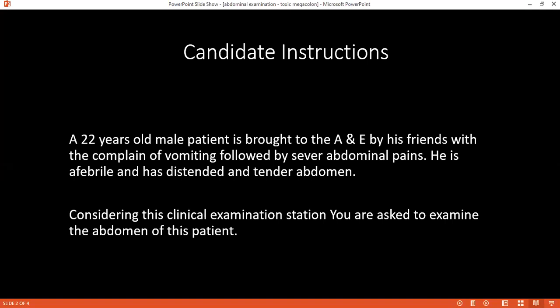I'll start with washing my hands first, then introducing myself to the patient and identifying the patient's name and age. Then I'll explain the procedure I want to do for this patient and consent the patient for the examination. Then I'll ask the patient if there's any sign of pain. Because this patient is presenting with severe abdominal pain, I'll start with light palpation.